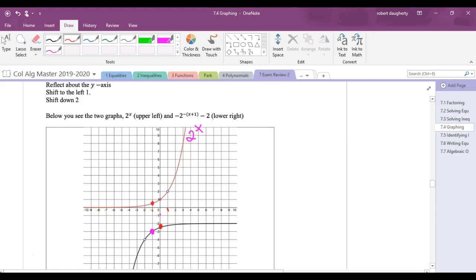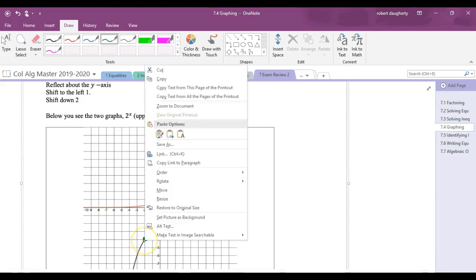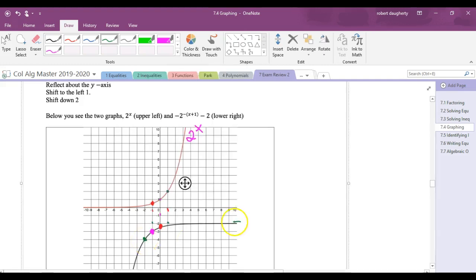Okay, look at this open circle that you see here. Let's just go with green right here. Reflected about the x-axis, that takes me down to here. Reflected about the y-axis, that takes me over to here. Go left 1 and down 2, and I'm right there, okay? So that's enough to tell me what the graph of this function looks like, okay?